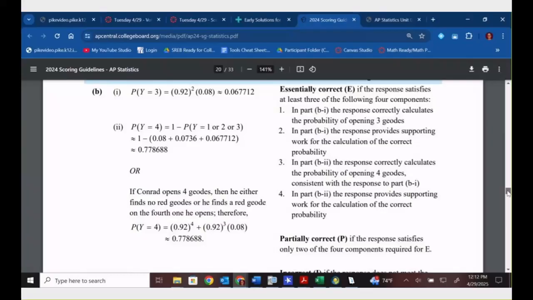If they get all 4 of those components, please give an E. If they get 2 of those components, please give a P. And if they got none of the components, please give an I.